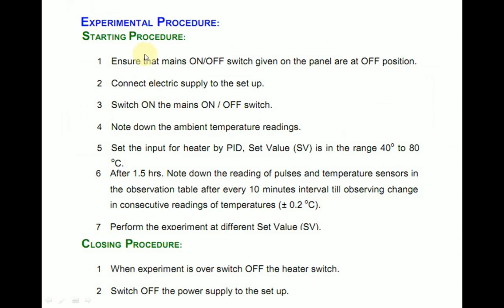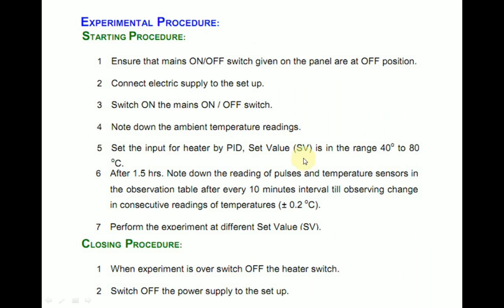Now here is the procedure which we need to follow for operating the experiment of heat flow through the composite wall. First of all, we need to ensure that all the switches on the panel are in the off mode. If they are in the off mode, then we need to start the electrical supply to it. Then we need to switch on the main button on the panel. Then we need to note down the ambient temperature. After that we can set a temperature of the heater in a range of 40 to 80 degrees Celsius.